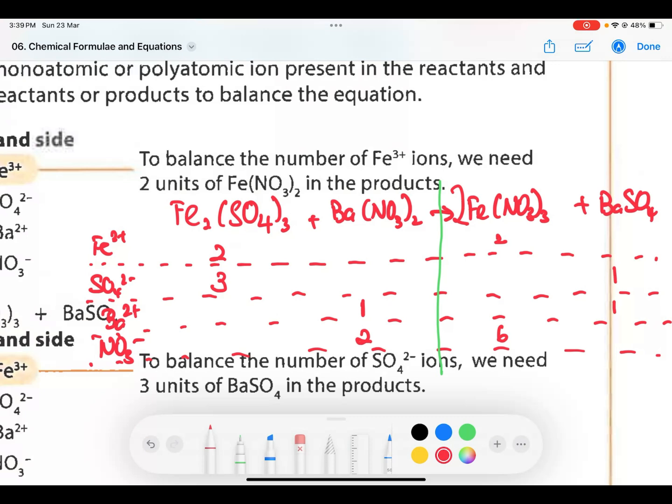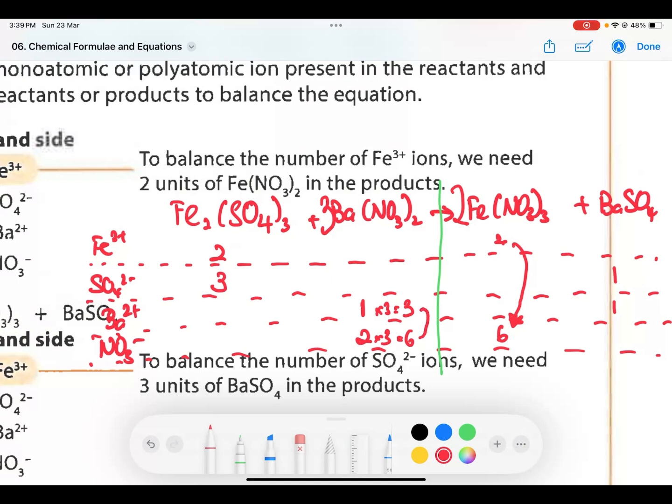Once I balance iron, I won't go to the next row immediately. I'll go on to whatever I've changed. Nitrate is affected, so I'll balance nitrate now. I got 6 on the product side, I only got 2 on the reactant side. So how to get the 2 to become 6? I'll multiply by 3 for barium nitrate. So this will be 3 here, 6 here. So now I know nitrate is balanced.